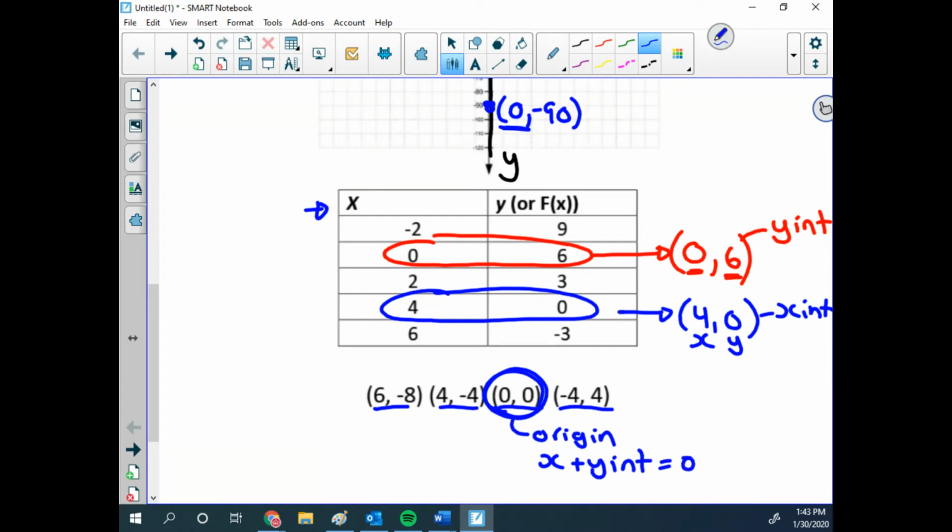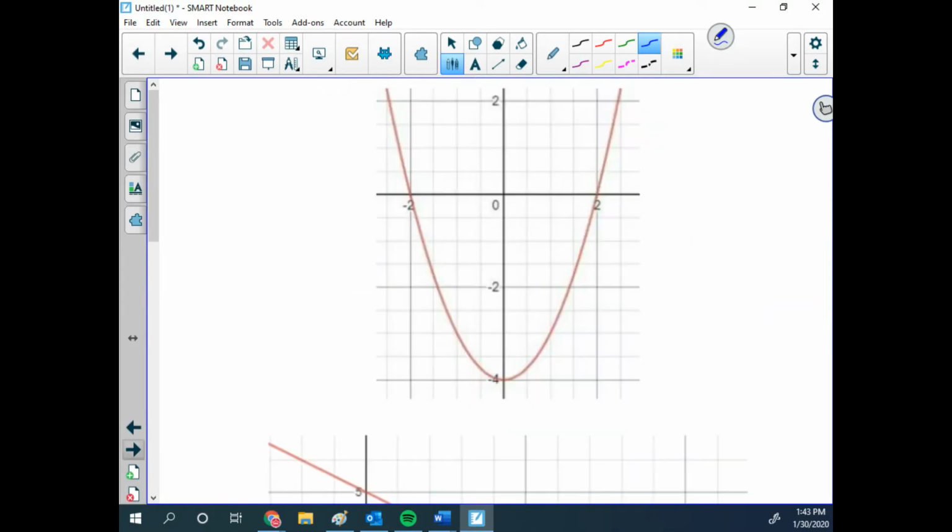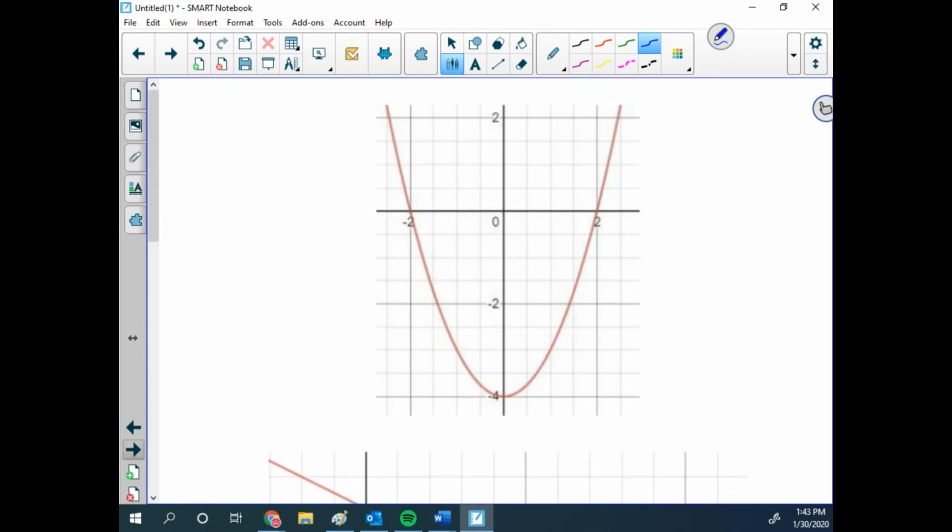So let's take a look at how to just look at a graph and find the x and y intercepts. Those should be pretty easy. If I'm looking at this graph right here, which is a quadratic function, and I'm going to try to find the x-intercepts, I'm looking at where the graph crosses the x-axis. So where does it cross this axis? Well, it crosses right here, and it also crosses right here. And so my x-intercepts here look like they're equal to -2 and +2.